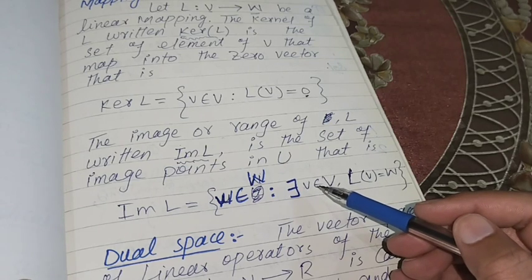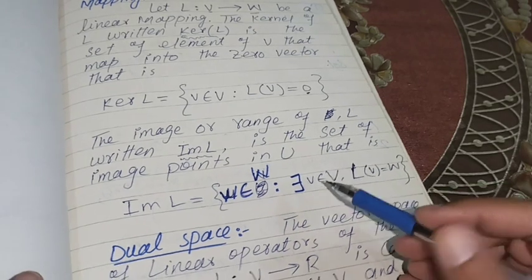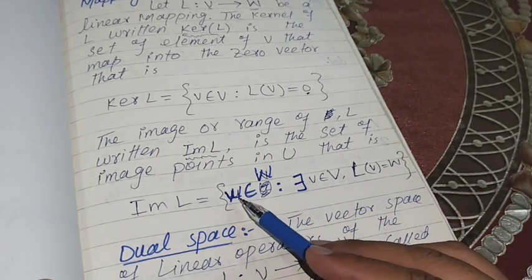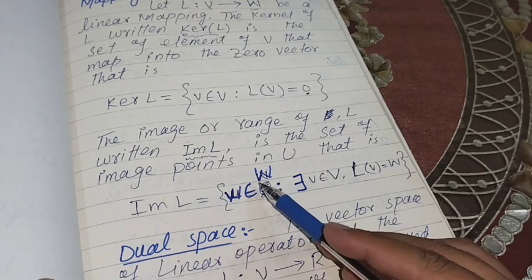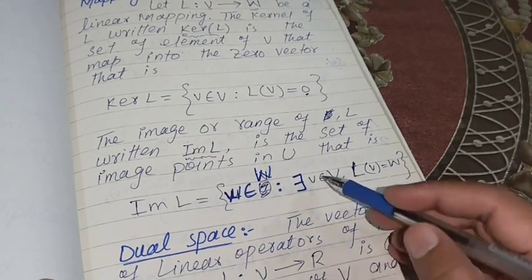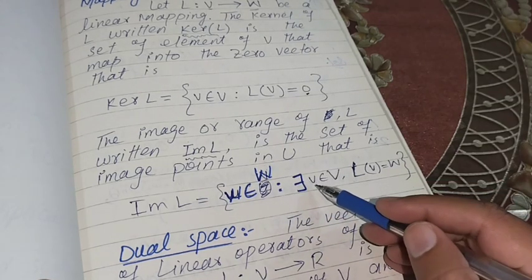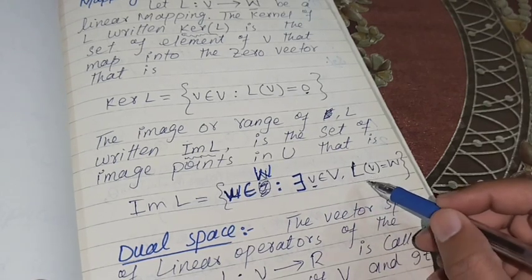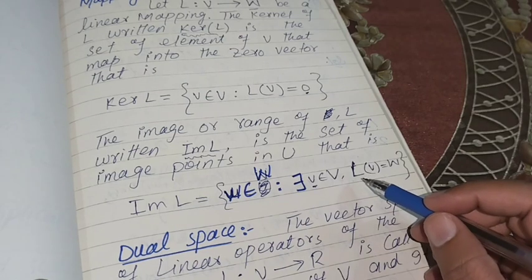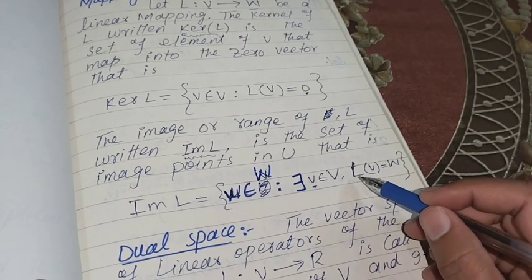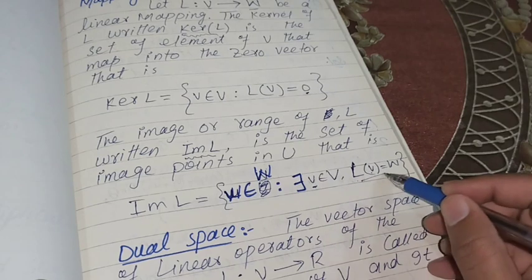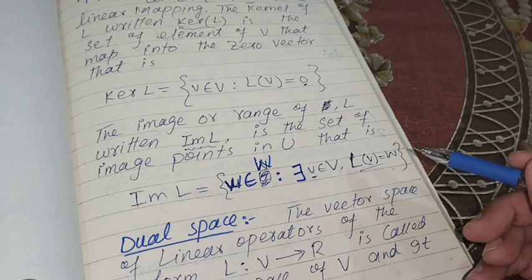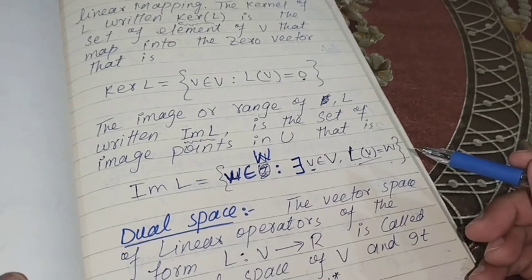It says that the range or image space, symbolically, we write this as: if w is any vector which belongs to the vector space W, then there exists some vector v, and we define the image of a linear operator in this form: L of v is equal to w. This is the definition of the kernel and the image of a linear operator.